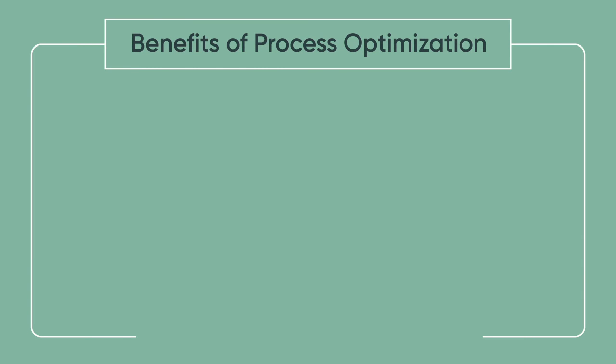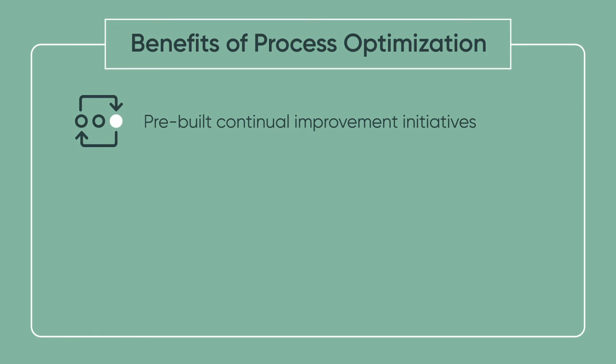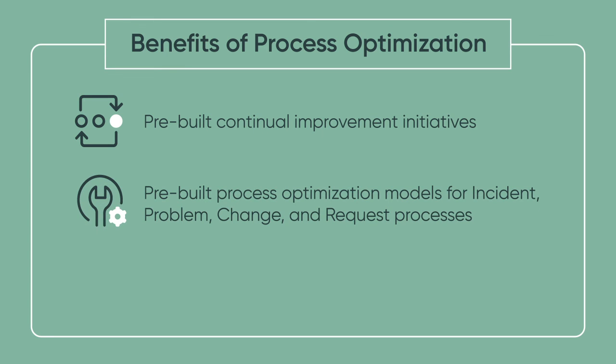The Best Practice Content Pack provides pre-built continual improvement initiatives to help your organization to achieve its goals. Additionally, users receive pre-built process optimization models for incident, problem, change, and request processes. Together, these pre-built modules let you jumpstart your organization's process optimization and validate key improvement initiatives.